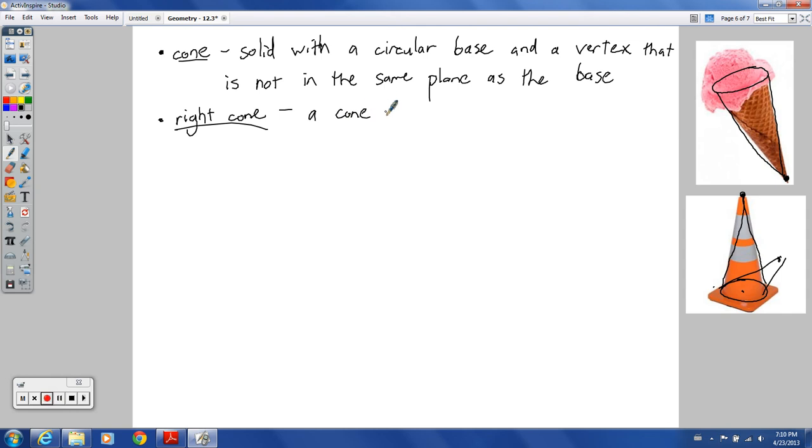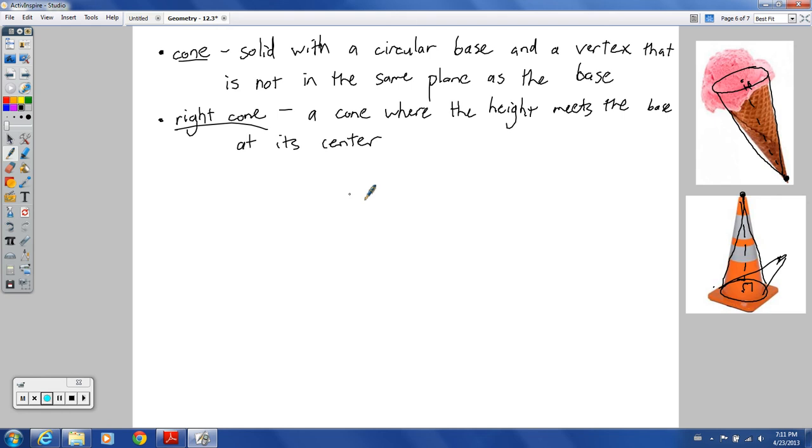So it's a cone where the height meets the base at its center. So here, both of these happen to be right cones because the height would be this part right here, and it meets the base right at the center. It is also perpendicular there. So right here, same thing. The height meets the base right at the center. It's a right cone. It's not oblique like this one on an angle.